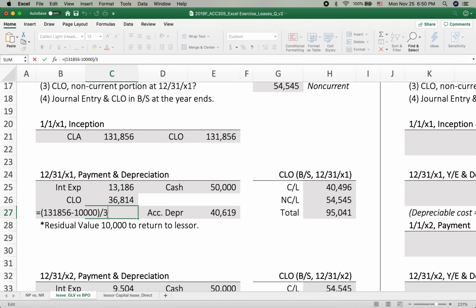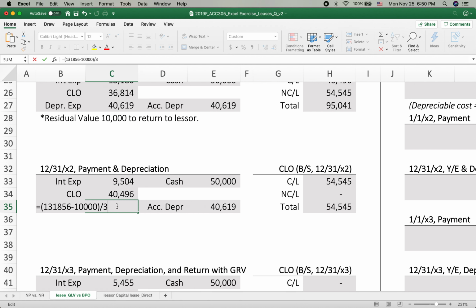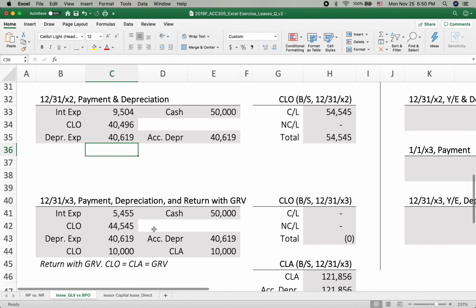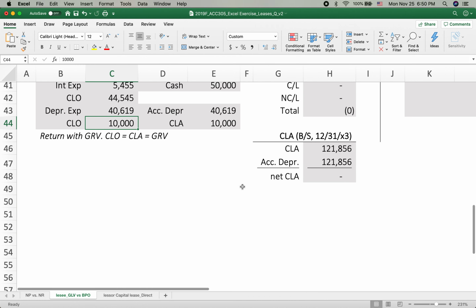I used a hard number. I want to be spot on, so let's use that number. So let's use this as well. Then, so this one. That perfectly we made the net capital lease asset after lease term 0, because the lessee will return this capital lease asset to the lessor. So no value of capital lease asset remained.